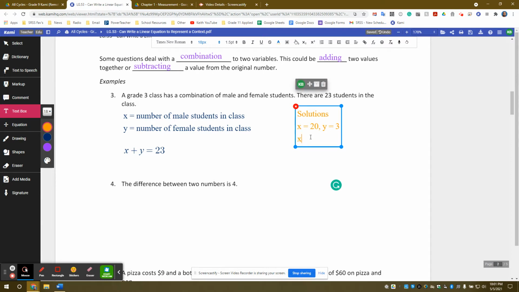Okay, we could also do X is equal to, let's say 10, and Y is equal to, then it would have to be 13 because 10 plus 13 gives us 23.